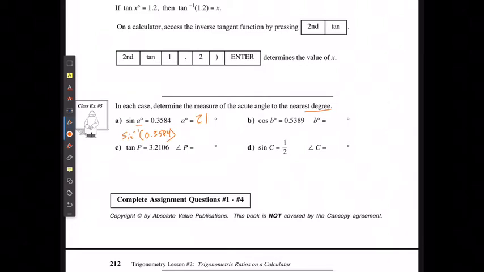Same thing for example B. If I said cos B was equal to 0.5389, then what I'd actually be doing is B was equal to cos to the negative 1 of 0.5389. I can state that from this, angle B is going to be 57 degrees.